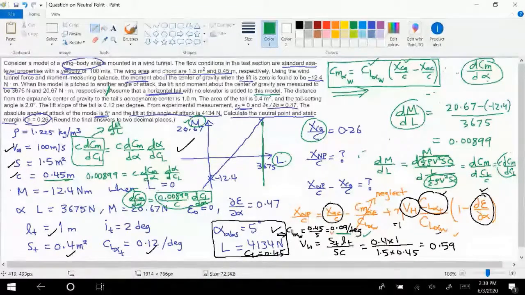So after you find dCM/dalpha, you will make a substitution here. And you can calculate XAC. Then you come back here. You know the value of XAC over c. We have discussed these other terms and how they should be calculated. So everything here is a number which is known, and you can find the value of XNP over c. And then that is one of the answers which is required to be found. Static margin is just the difference between the neutral point location and the center of gravity location.